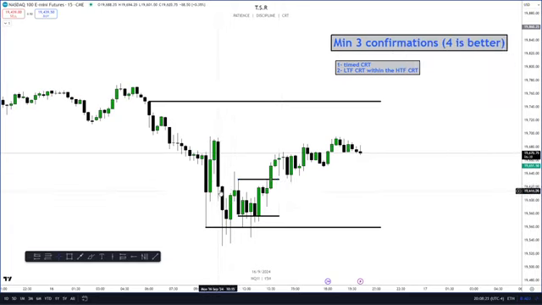Now, why was this not the 15-minute CRT? It very well could have been. However, we never souped that low. Why was it not this? Because we came and closed above the high, right?